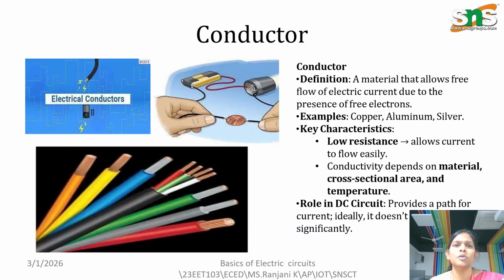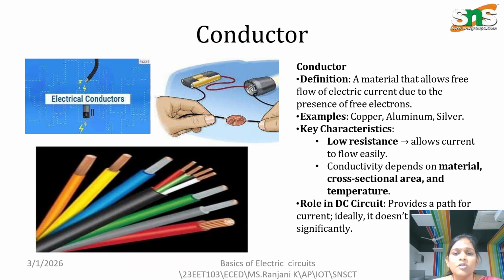Here let us see what a conductor is. A conductor is a material that allows the free flow of electric current due to the presence of free electrons. Examples are copper, aluminum and silver. The key characteristics of a conductor are very low resistance and high conductivity, so current flows easily. The factors that affect the conductivity are the material used, the cross-sectional area and length, and also the temperature.